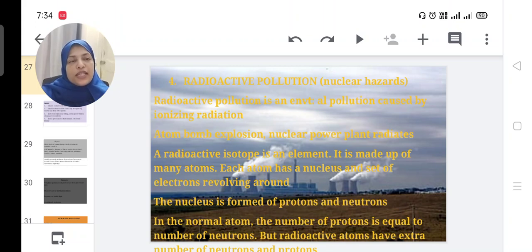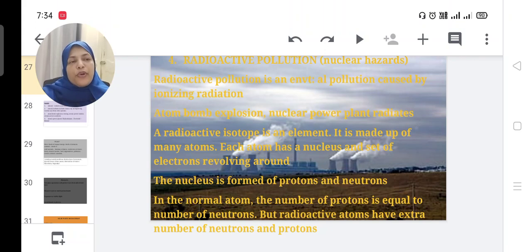The nucleus is formed of protons and neutrons. In a normal atom, the number of protons is equal to the number of neutrons. But a radioactive atom has an extra number of neutrons and protons.